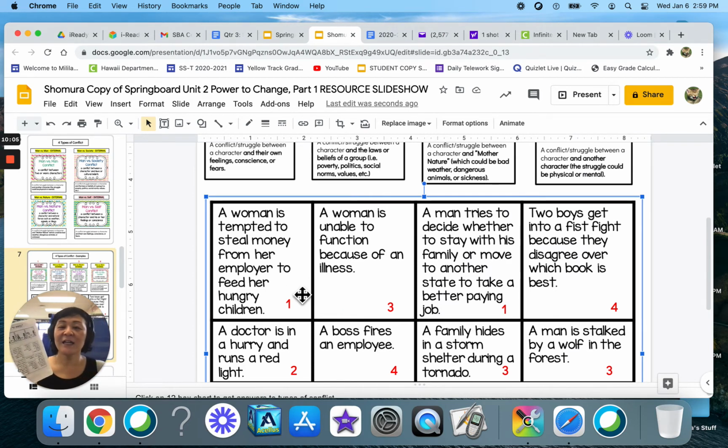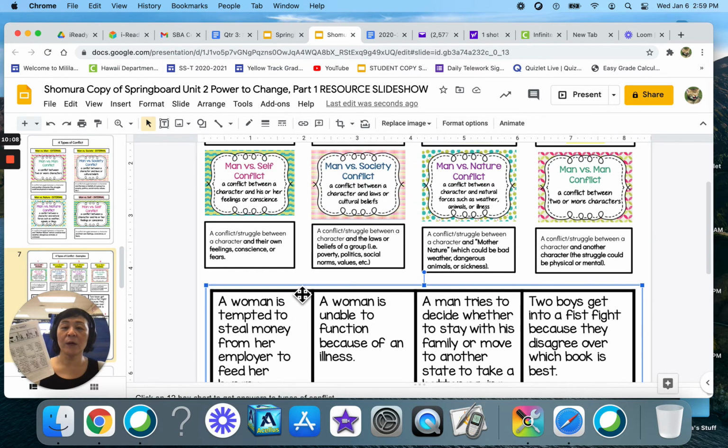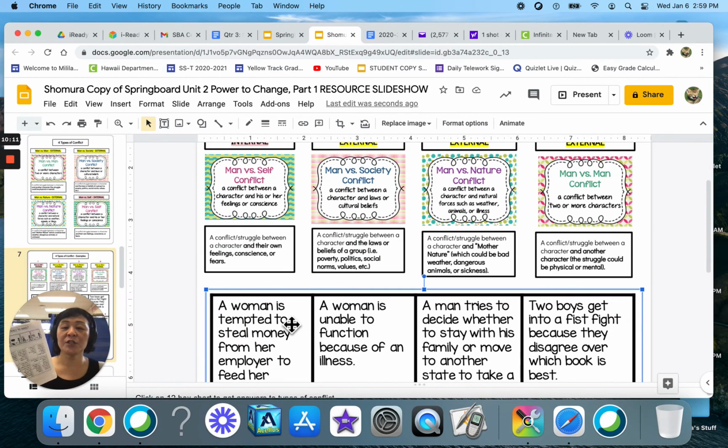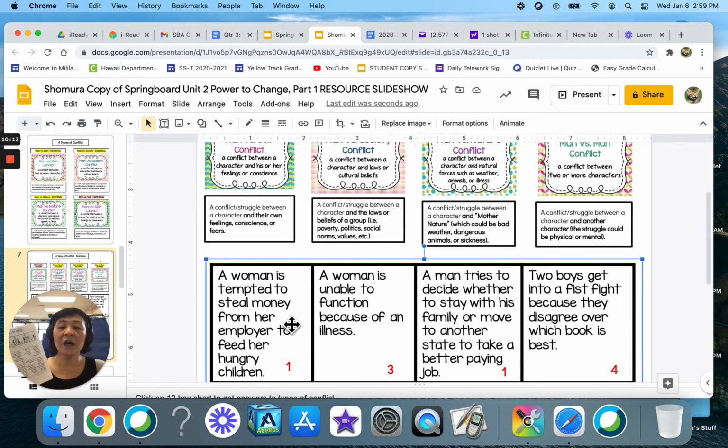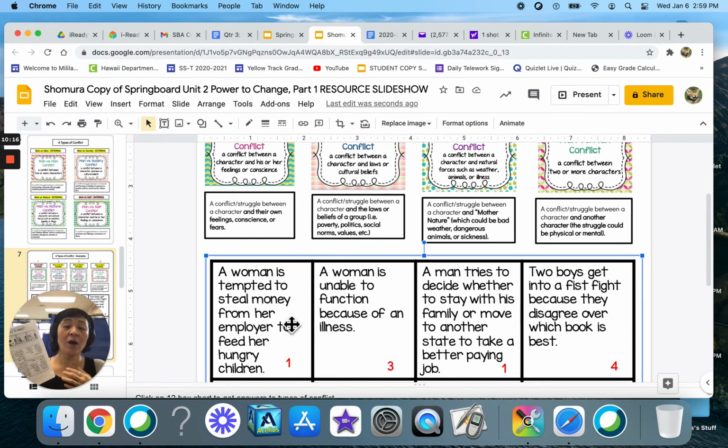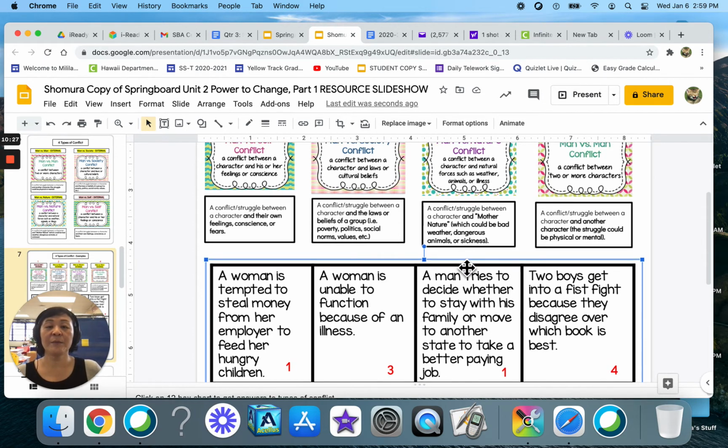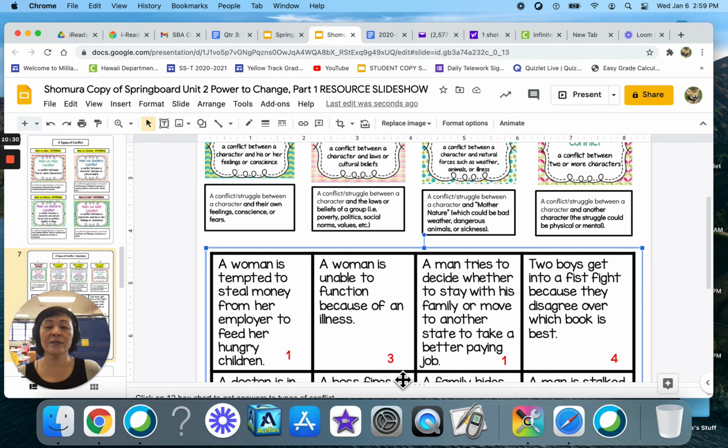Sorry. This is actually type 1, man versus self, because she is fighting or in a conflict with her own mind and heart. Should she be stealing for her children? Okay. The second one is a woman is unable to function because of an illness. Remember, illness is man versus nature. So that is number 3. So what I'd like you to do is on this page here, you're going to write what number it is. Okay? So go ahead and just do that. Write it small so you have that.